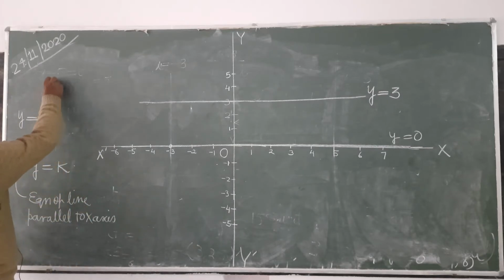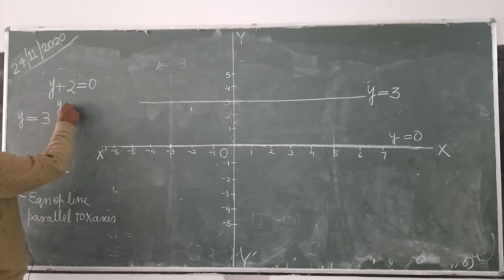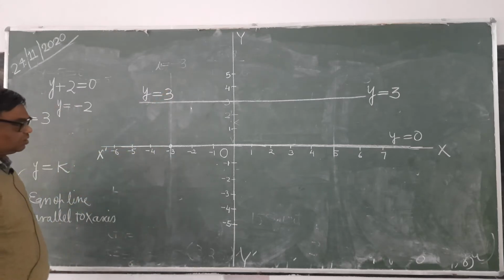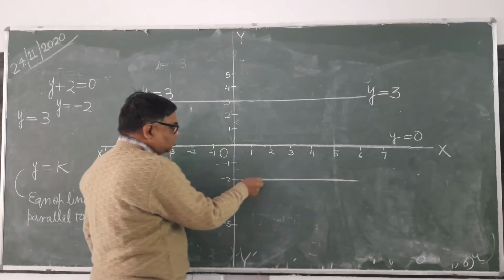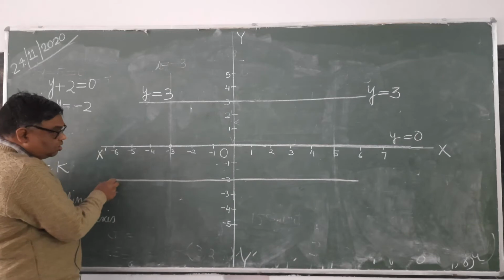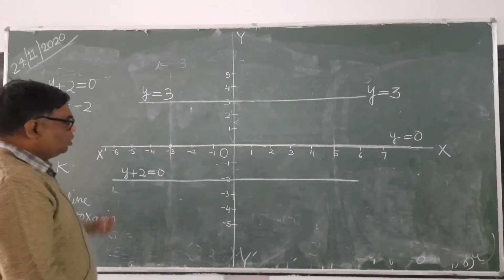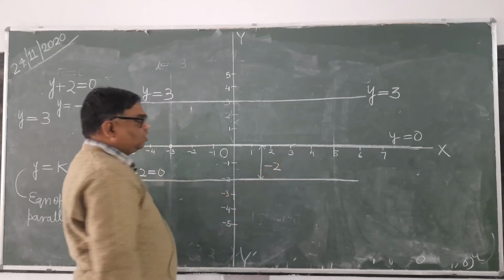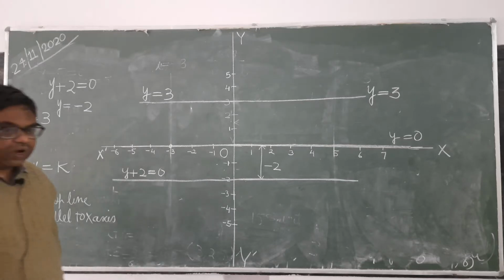Suppose here if it is y plus 2 equals 0, then y will be equal to what? Minus 2. Y equals minus 2 means it will be this line. This is the line y plus 2 equals 0. Minus 2 is this perpendicular distance. It is clear? So these are the equations of lines parallel to the x-axis and parallel to the y-axis.